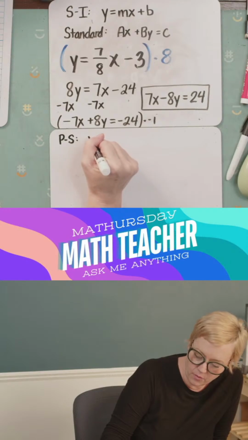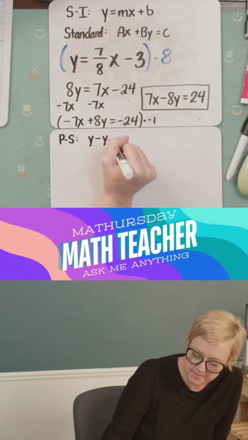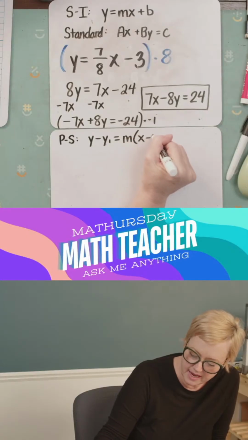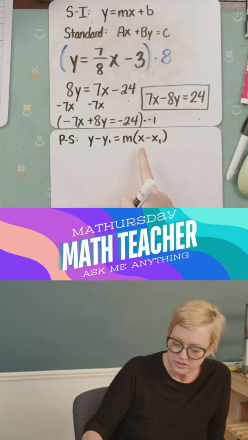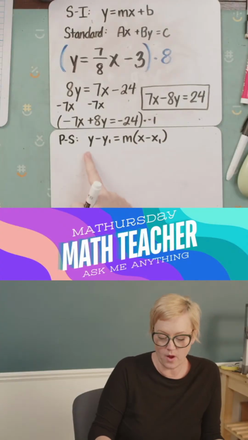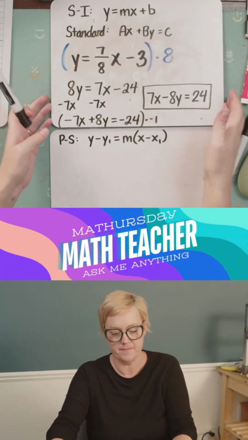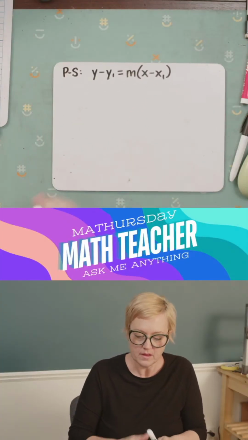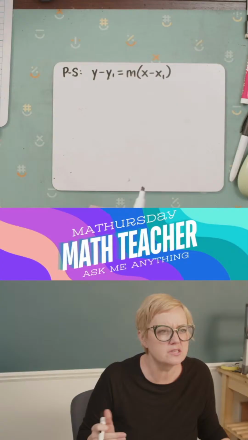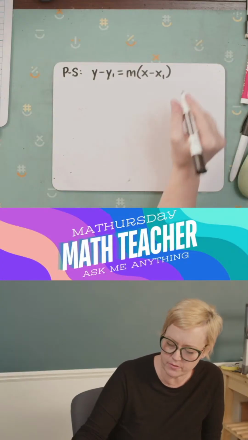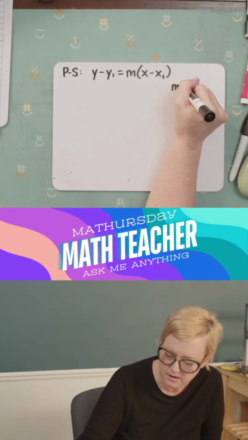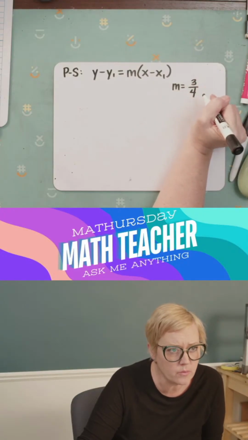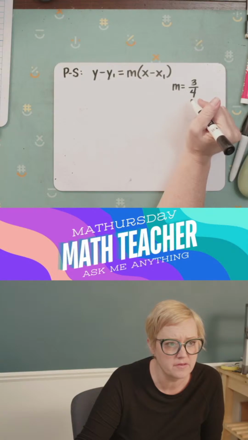is y minus y1 equals m times x minus x1. So this x and this y are going to stay as x and y. And we're given a slope, so m equals 3/4, and the point was 2, 5.